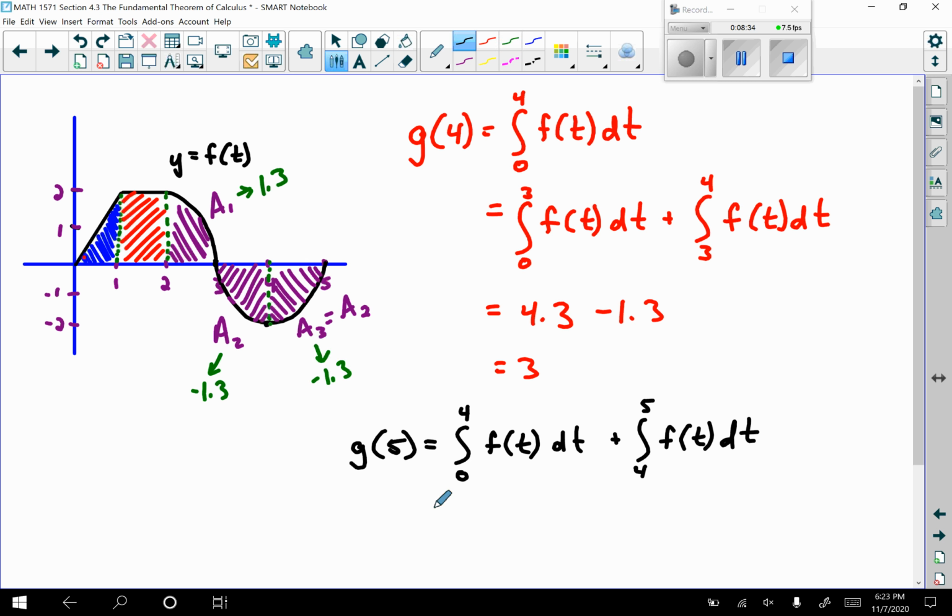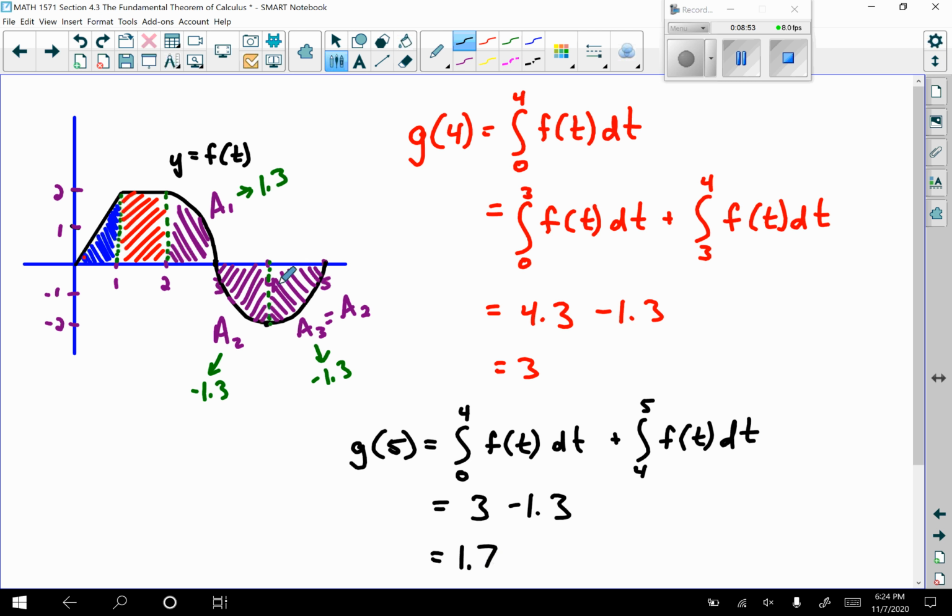So the integral from 0 to 4 of f of t dt was 3, and then we're going to subtract another 1.3 from it, or add a negative 1.3. So we actually get 1.7. I hope that was a little easier to follow.